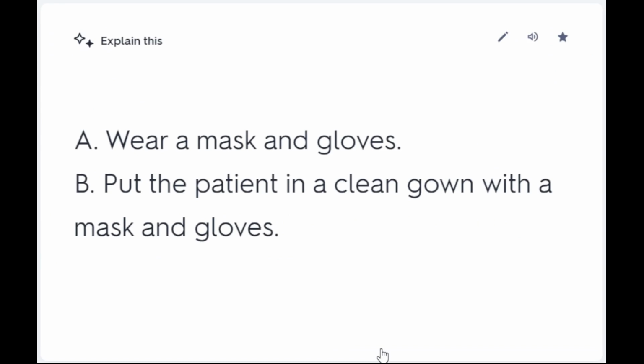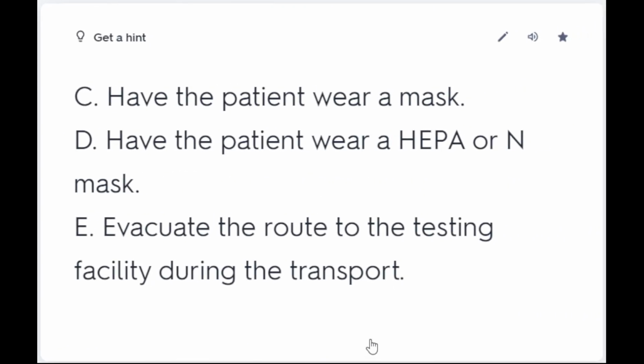A. Wear a mask and gloves. B. Put the patient in a clean gown with a mask and gloves. C. Have the patient wear a mask. D. Have the patient wear a HEPA or N95 mask. E. Evacuate the route to the testing facility during the transport.